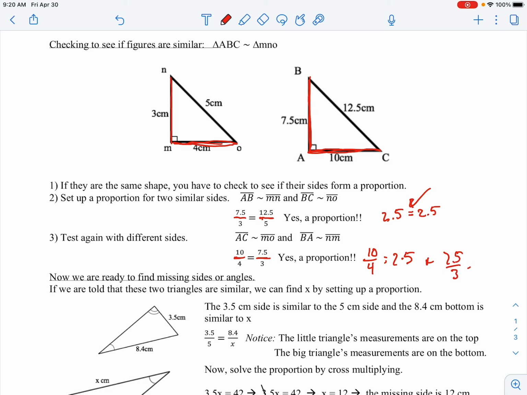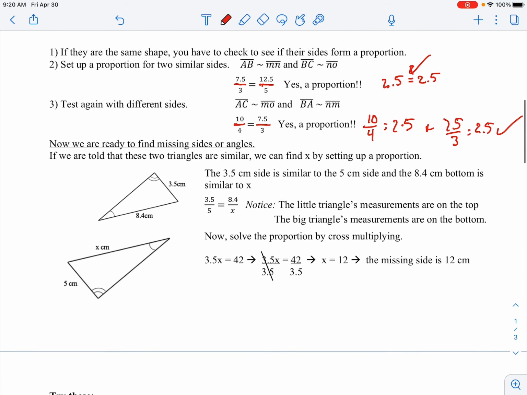And 7.5 divided by 3 is equal to 2.5. So once again, they form a proportion. So we know that these two things are in fact similar to each other because we got the same proportion, the same ratio when we set up each set of sides.